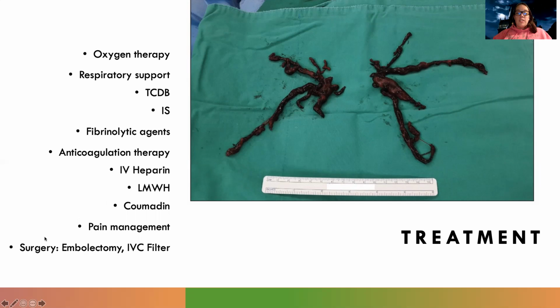They can get surgery. There are some surgical options. They can get an embolectomy, which is where they go in and actually pull the embolus out. And then they can also do what's called an IVC filter, which is for someone who has a lot of blood clots in their legs, a clotting disorder, and is always getting blood clots in their legs.